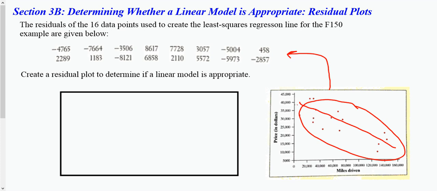So like I said, your x-axis would be the same. So this would be miles. You'd have the same units from 0 to 160,000. And the left side, the y-axis, is what's going to change. We would put this line down the middle, and that would be 0. And we would graph the errors.